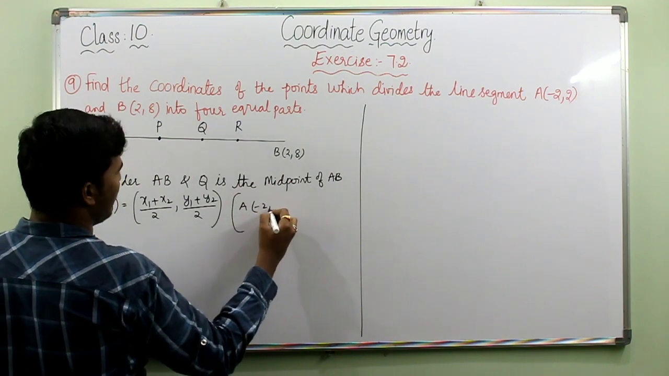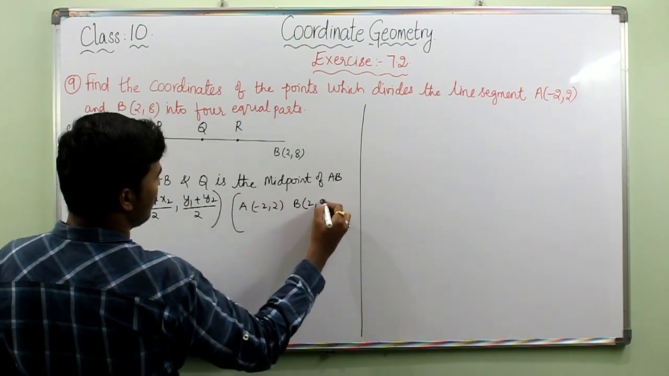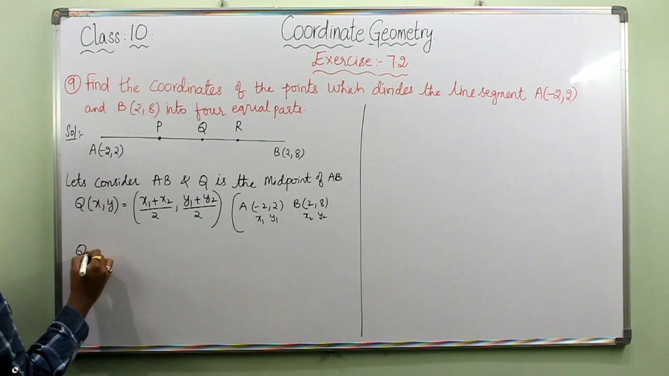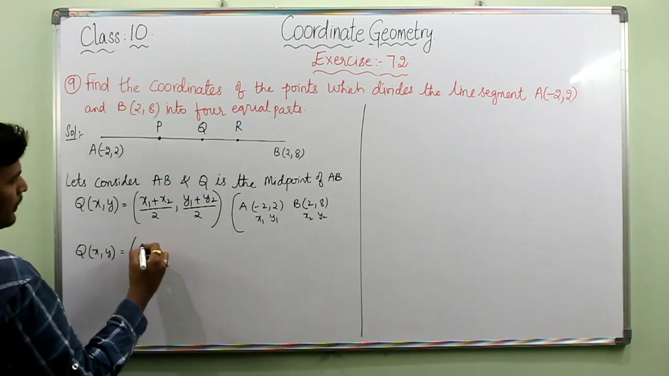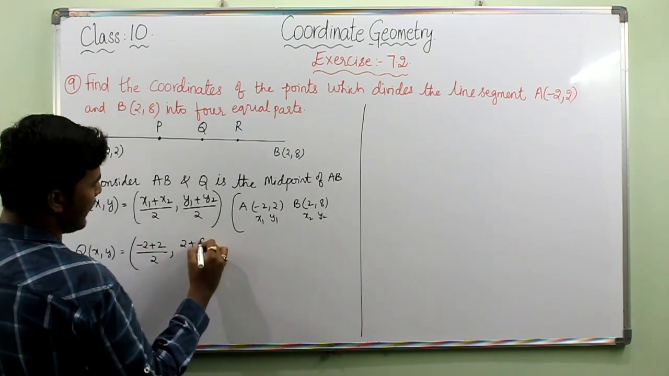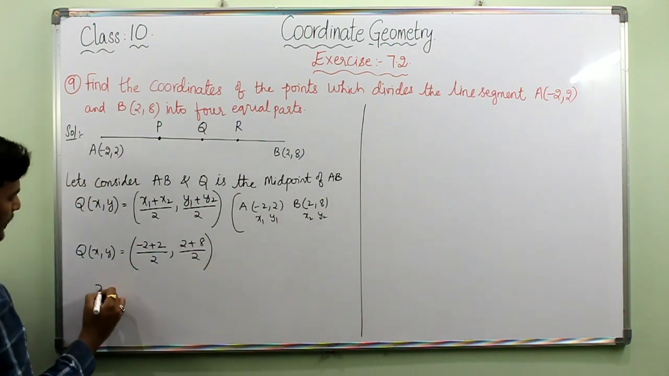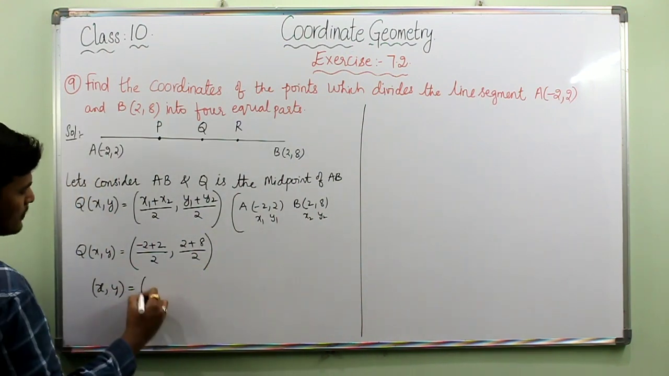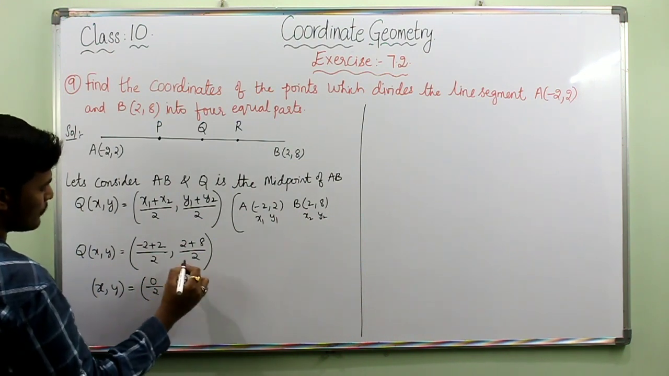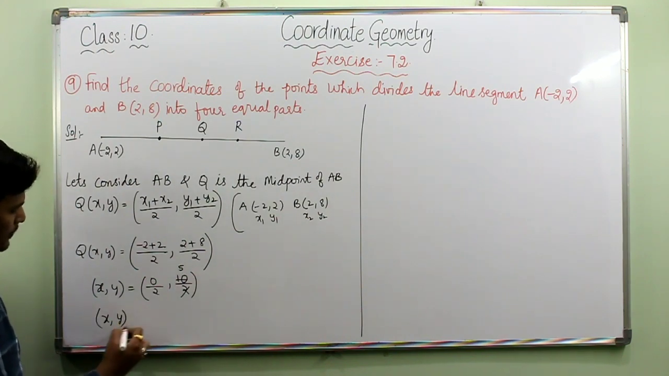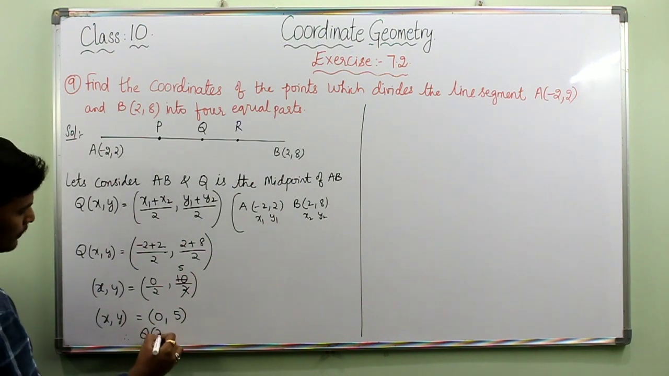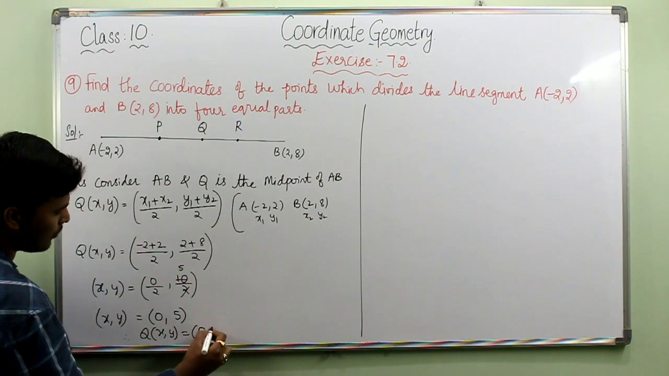So A points are minus 2 comma 2 and B points are 2 comma 8. Let us name them as x1 y1, x2 y2. So Q of x comma y is equal to x1 is minus 2 plus 2 by 2 comma 2 plus 8 by 2. This will become x comma y is equal to 0 by 2 and 10 by 2. 0 by 2 will become 0, 2 1s are 2, 2 5s are 10. So therefore we got the coordinates of the point Q of x comma y as 0 comma 5.